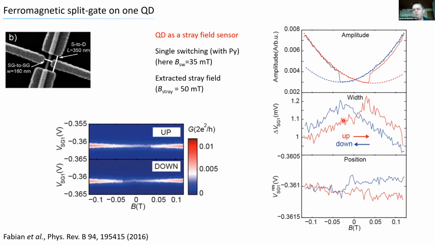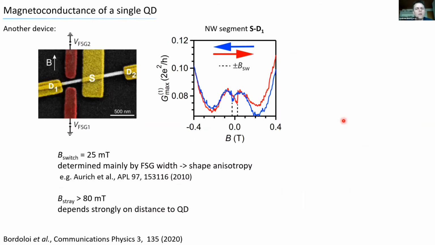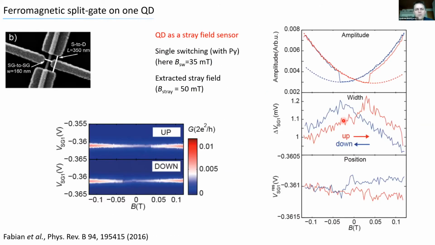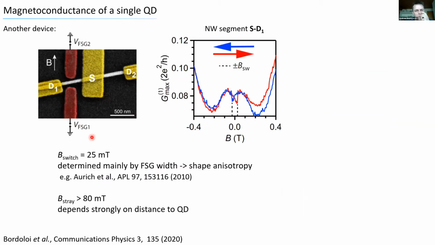We also see some effects on the width and not so much on the position. Okay, so here in this example, we had a switching field of 35 millitesla and a stray field of 50 millitesla. That's not so much, but if you look at the different experiments, control experiment for what is to come, we get a similar switching field, but we can get much larger stray fields if we go closer to the quantum dot. So the closer we get, the larger stray field we obtain.